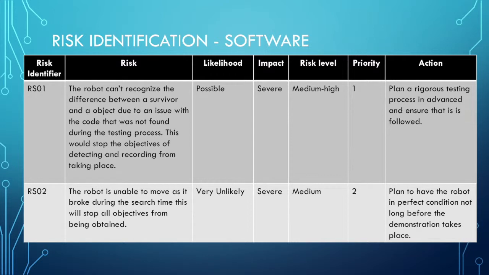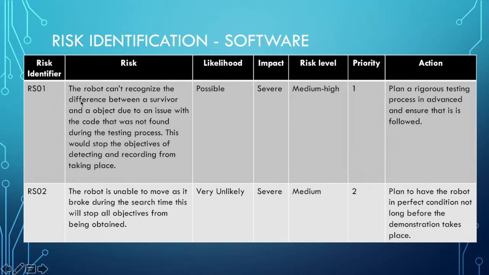So now I'll be going over some examples of our risk identification and analysis. This is an example of what the software risk management table will look like. We have our risk identifier, RS being risk software, and then we also have our risk, the likelihood of occurring, the impact, the risk level, the priority, and then its action. Whenever we write a risk statement, it must have the unexpected event that will occur, what will cause this event, and then also what it will affect.